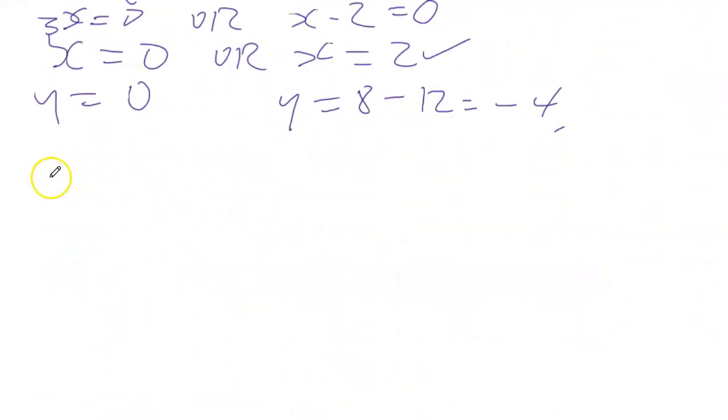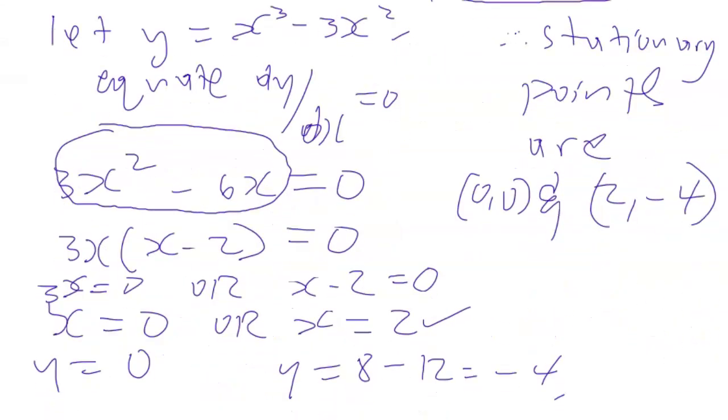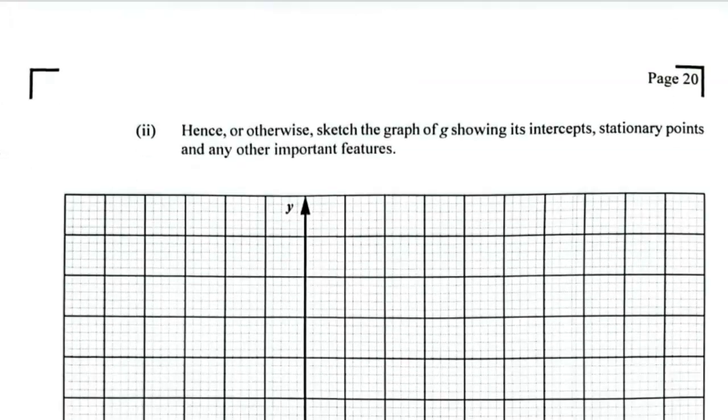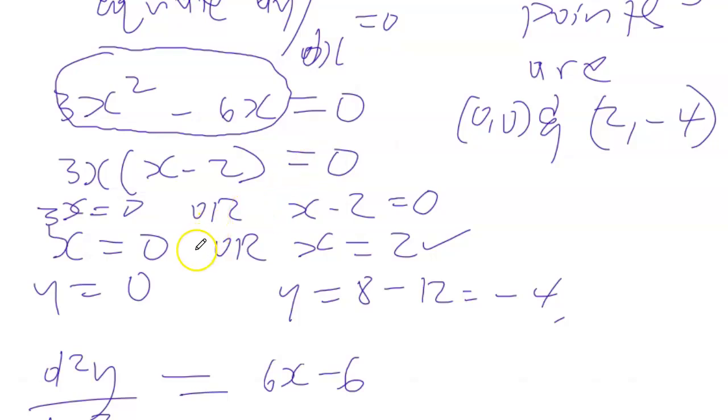So d2y by dx squared. We're classifying whether maximum or minimum. Remember that dy by dx was 3x squared minus 6x. So the second derivative, differentiate again, 2 times 3, so 6x minus 6. So the second derivative is 6x minus 6. Now let's test the points. Let's substitute the different x values.